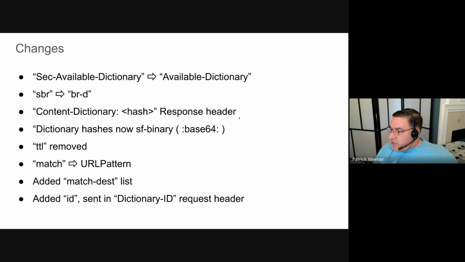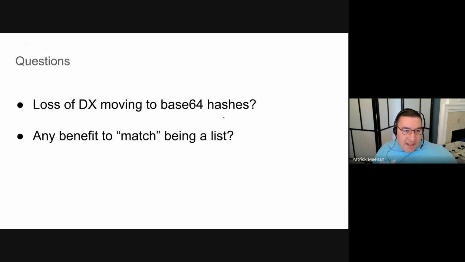Those are the changes. Sort of the open questions and things I expect we'll want to discuss. I'm a little sad in the move from hex strings to base 64 encoded hashes, mostly because the hex strings were what the command line tools for hashing spit out, and so it made it really easy to map from request header to file system if you just appended the hex of the hash to the resource names for the dictionary.